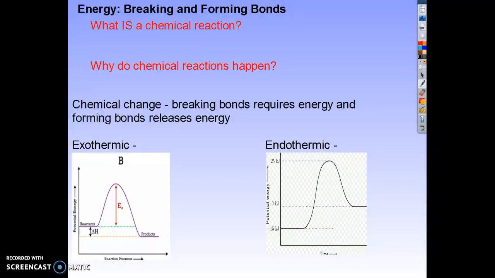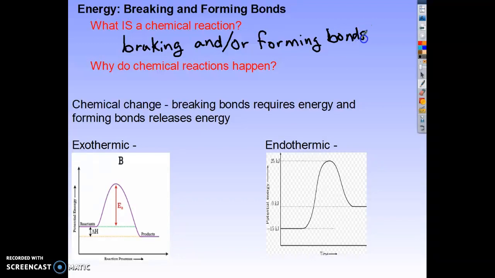Okay. All right, so what is a chemical reaction? A chemical reaction, when we boil it down, is just breaking and/or forming bonds. So technically we could have a chemical reaction where bonds are just broken, or a chemical reaction where bonds are just formed, but most often it's the combination of some bonds breaking apart and then new ones forming.